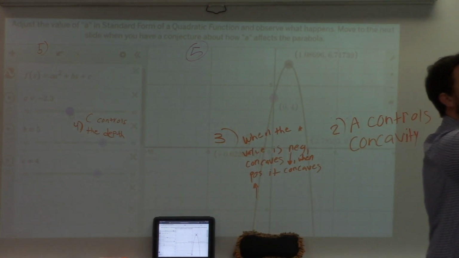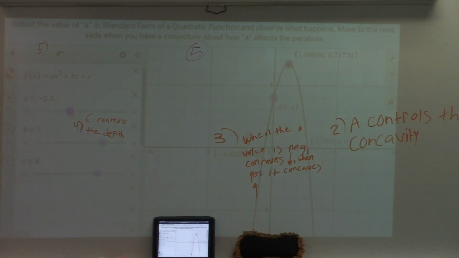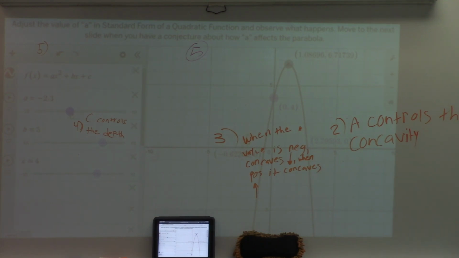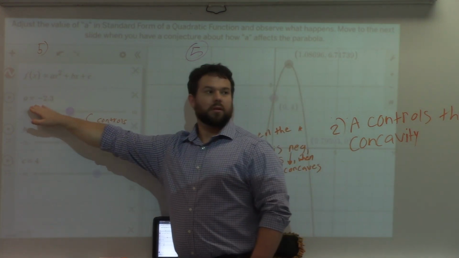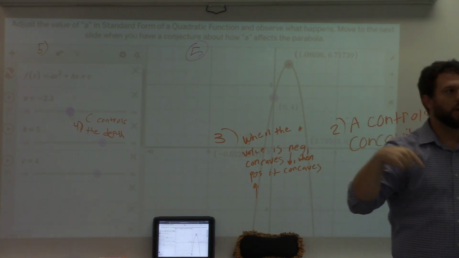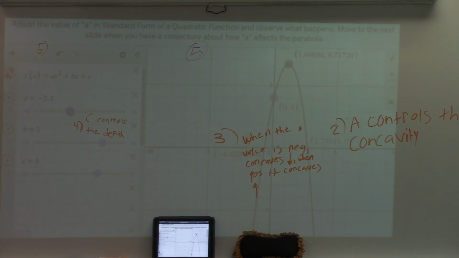If what is negative, Maddie? If A is negative, what do we notice about this parabola? If A is negative, the parabola is concave down. Look, right here, we see the evidence. A is what? Negative. That parabola is concave down, like a frown. And isn't a frown a negative thing? So I want y'all to try to make those connections. Concave down like a frown, that is a negative idea. So if A is negative, the parabola is concave down.